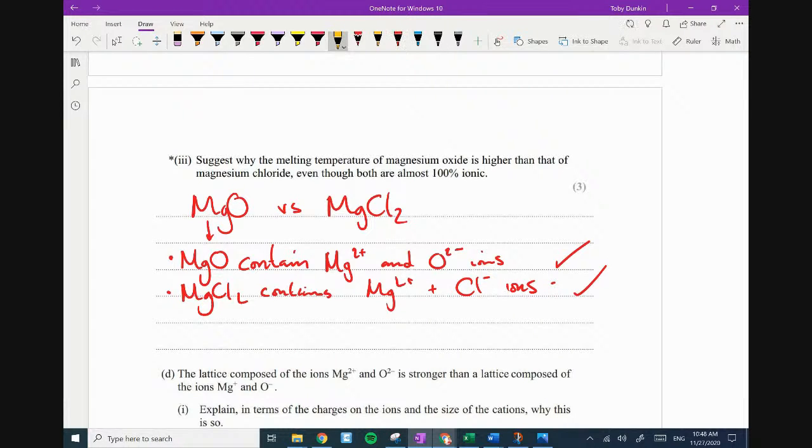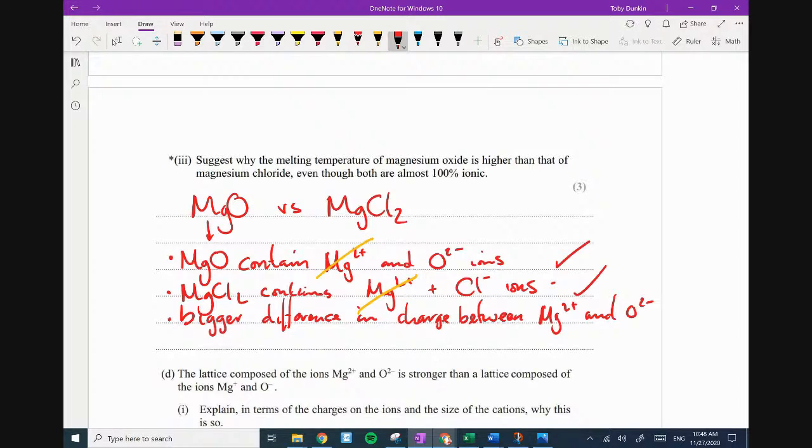Right, the magnesium has remained the same, so we're going to ignore it. Next, third bullet point. O2- is, well, is it going to be bigger or smaller? Ooh, it'd be nice to mention size here as well. So anyway, before I do that, let's do bigger difference in charge between Mg2+ and O2-. I like it, 1 mark.